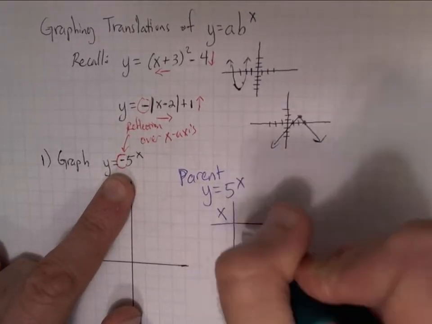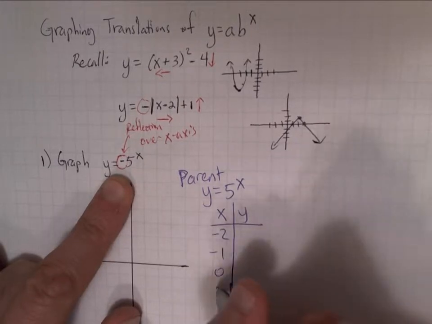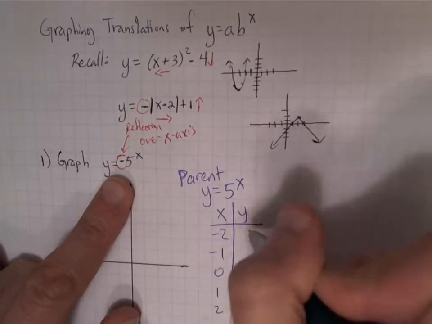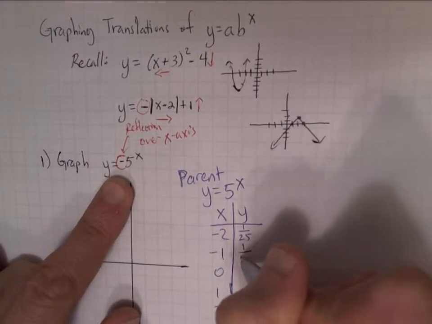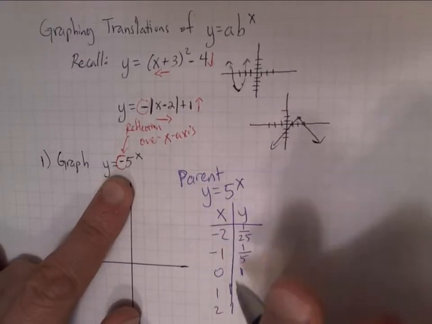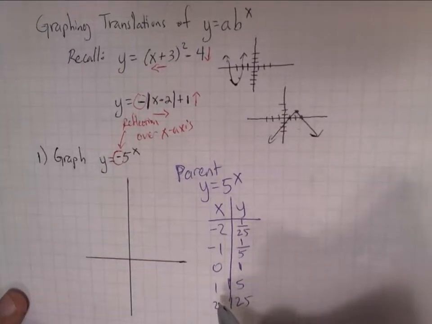Let's make a t-chart. So what would that look like? Negative 2, negative 1, 0, 1, 2. 5 to the negative 2 would be 1 over 5 squared, or 1/25. 5 to the negative 1 would be 1 over 5. 5 to the 0 is 1. 5 to the 1 is 5. 5 squared is 25. All right, so you can actually graph this parent first.